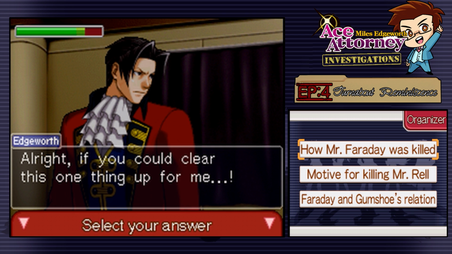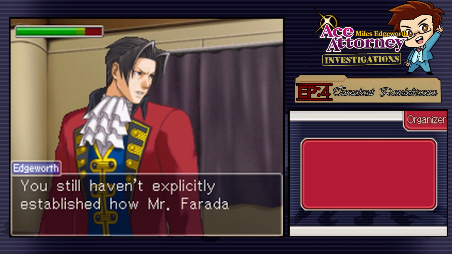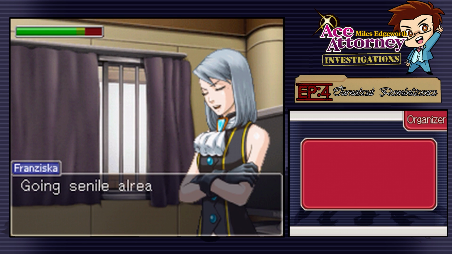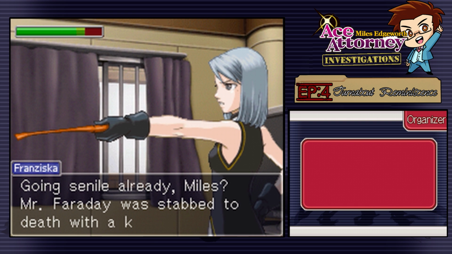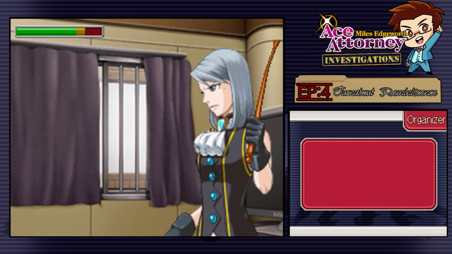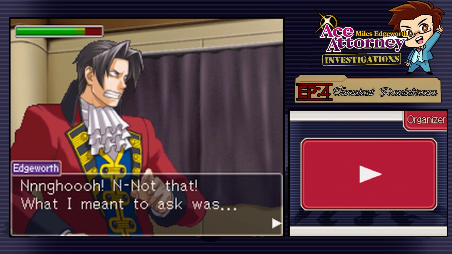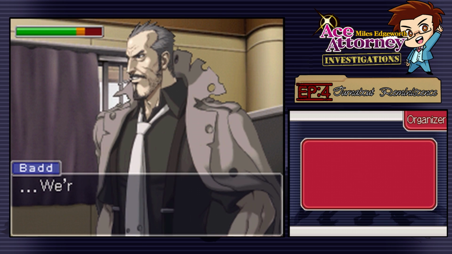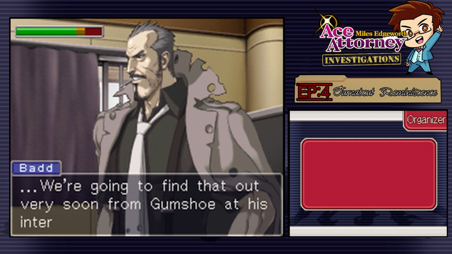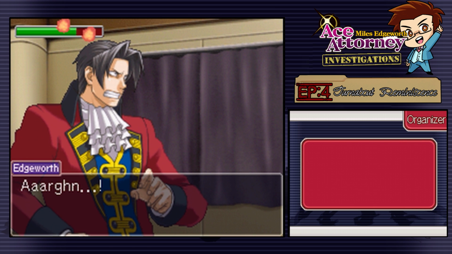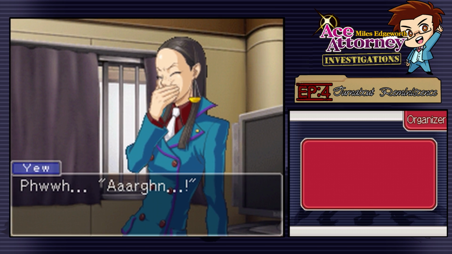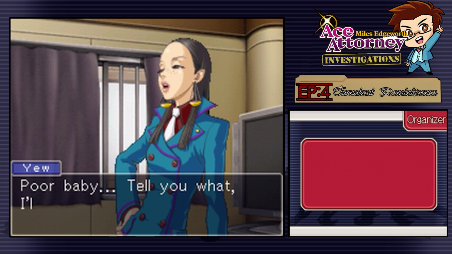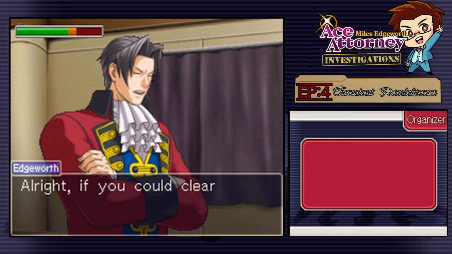Let's go with how Mr. Faraday was killed. You still haven't explicitly established how Mr. Faraday was killed. Objection! Going senile already, Miles? Mr. Faraday was stabbed to death with a knife. Ooh, not that! What I meant to ask was, how were the two men killed when they were in a guarded room? We're gonna find that out very soon from Gumshu at his interrogation, boy. Oh no! What's wrong with me? I'm losing points on the easy stuff. Oh, you're right, Edgeworth. You make me sick, you.